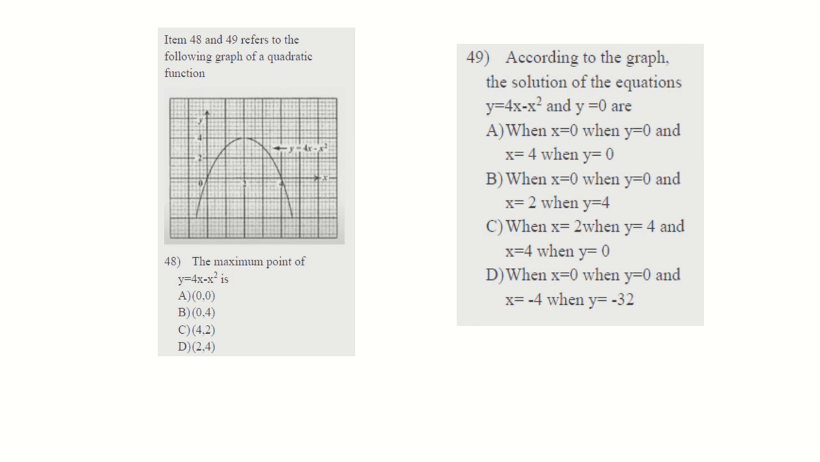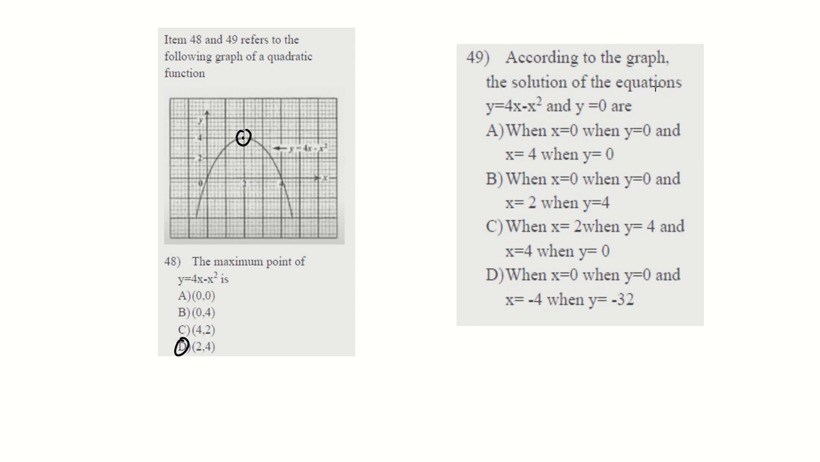Right, number 48 refers to the following quadratic function. The maximum point of y is equals to 4x minus x squared is, now your maximum point is your turning point. That is this value right here. That is x is 2, y is 4. So 2, 4 would be your answer.